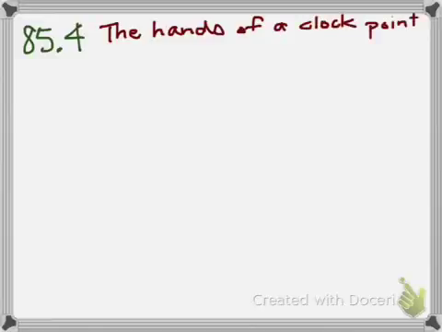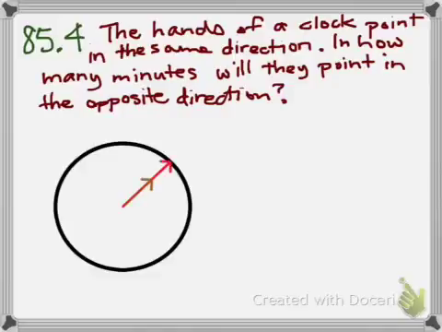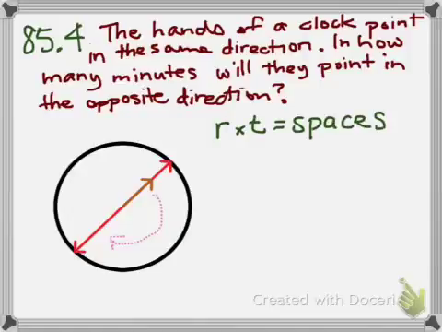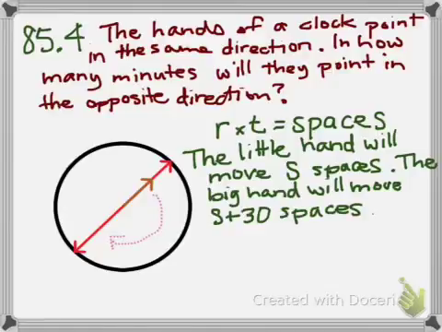So let's do an example. The hands of a clock point in the same direction. In how many minutes will they point in opposite directions? So we'll draw a picture. Now the little hand's going to move a little bit, but then the big hand is going to have to move exactly 30 spaces more than what the little hand does. So using our equation, rate times time equals spaces, the little hand is moving S spaces, so the big hand is going to move S plus 30 spaces.